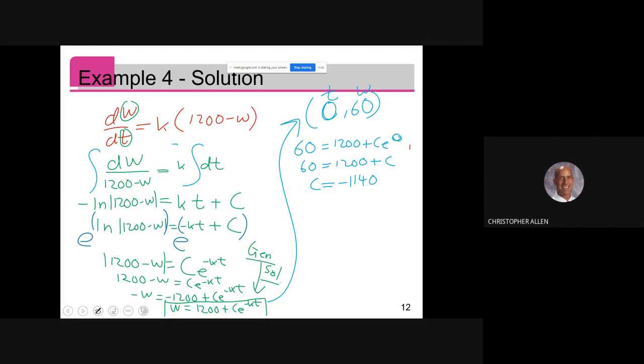Now we have our particular solution. I'm going to write this in red because this is the most important equation that I've written so far. Whoops. Oh, my d just disappeared. This is what we need. This is the particular solution for this particular problem. This is the answer for part A.